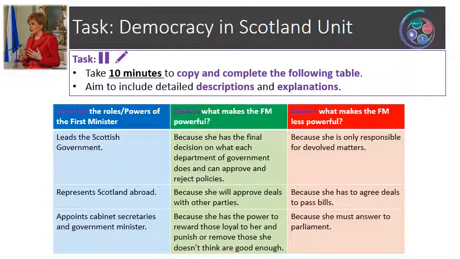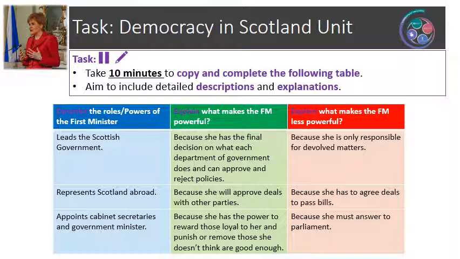Okay, now that you've completed that task, you may wish to self-evaluate what you have learned against the examples on the screen in the now pre-filled out table. So having a look at a couple of examples of the roles and powers of the First Minister. Well, Nicola Sturgeon as First Minister leads the Scottish Government and she represents Scotland abroad.